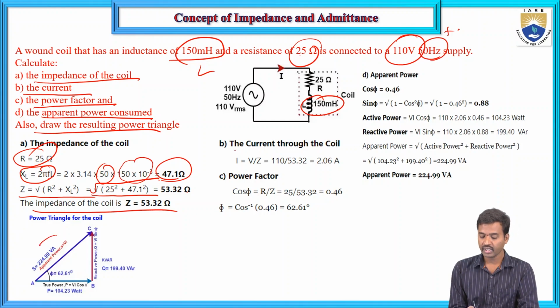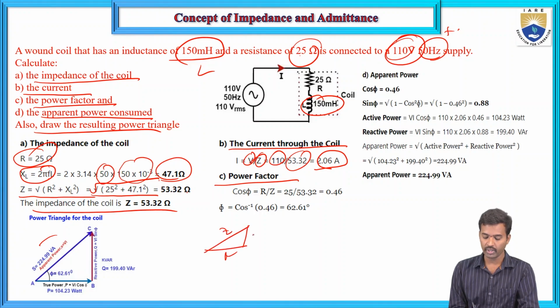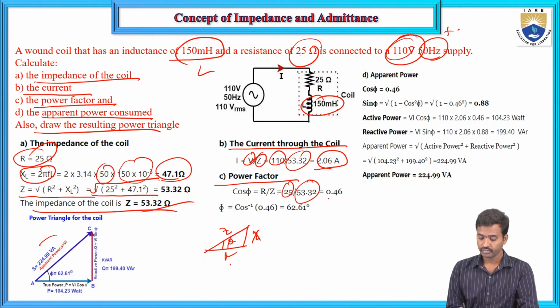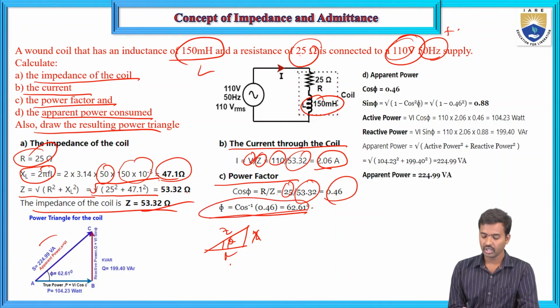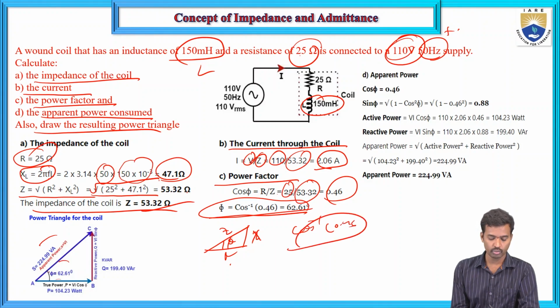Now current equals voltage by impedance, which we know very well. So 110 volts divided by the impedance equals 2.06 amperes. Now what about the power factor? If you draw the triangle with Z, R and X, this is the angle phi. Cos phi equals R by Z. The R value is 25 and the impedance is Z equals 53.32. So the power factor equals 0.46, and the angle is cos inverse of 0.46, which equals 62.4 degrees.